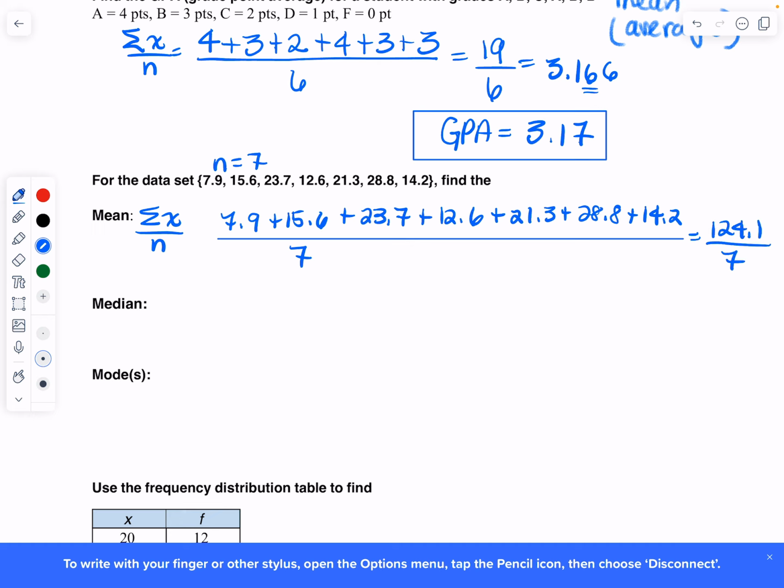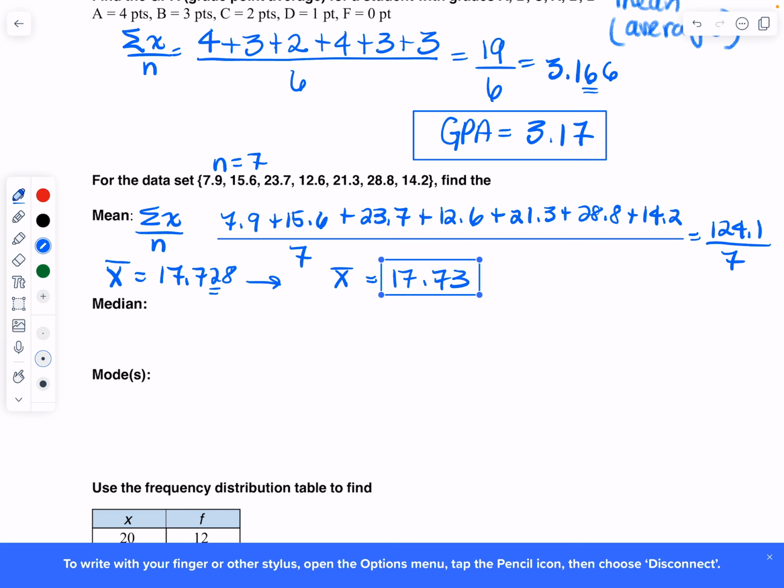Now I divide that by 7 to find the average or the mean. And when I do that, I get the mean. And by the way, the mean is represented as x bar. So x bar, or the mean, equals 17.728. Again, I'm going to round to the hundredths. So the mean, or x bar, equals 17.73. Okay, so the mean is x bar.